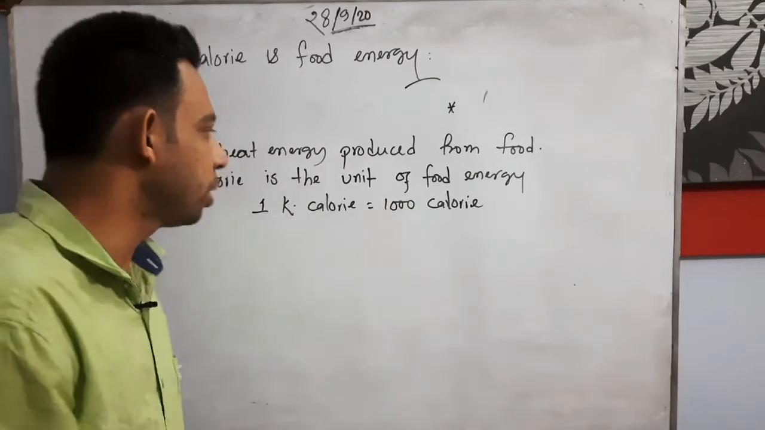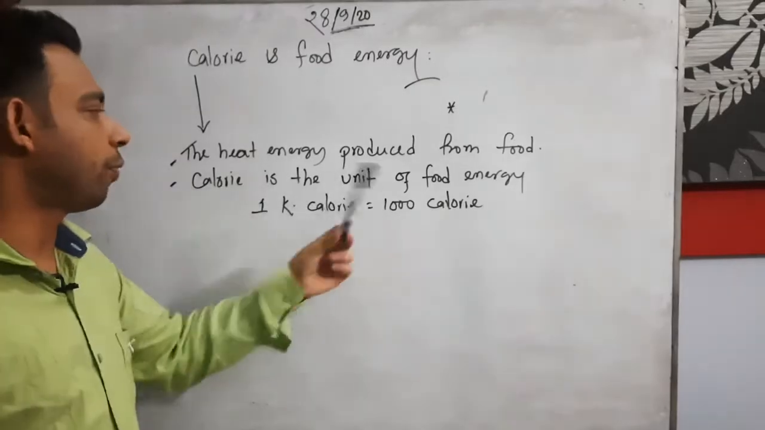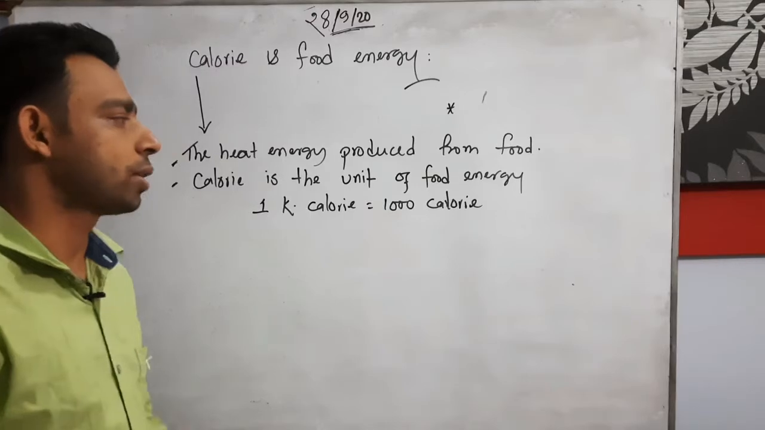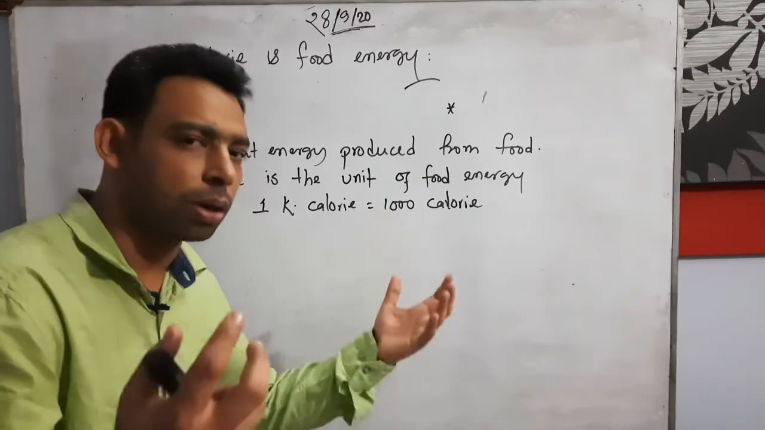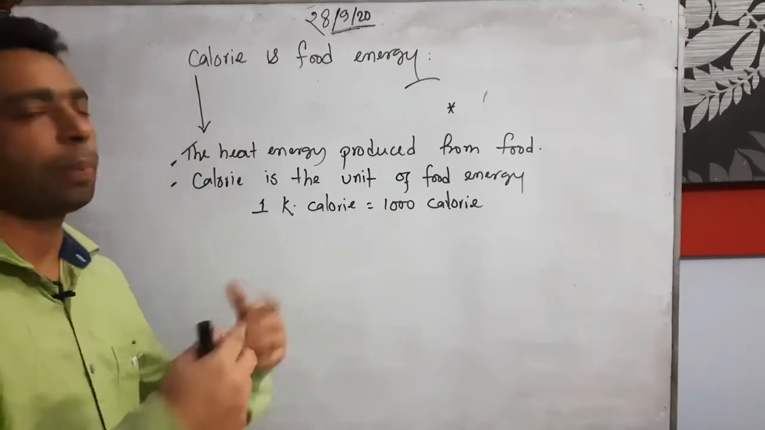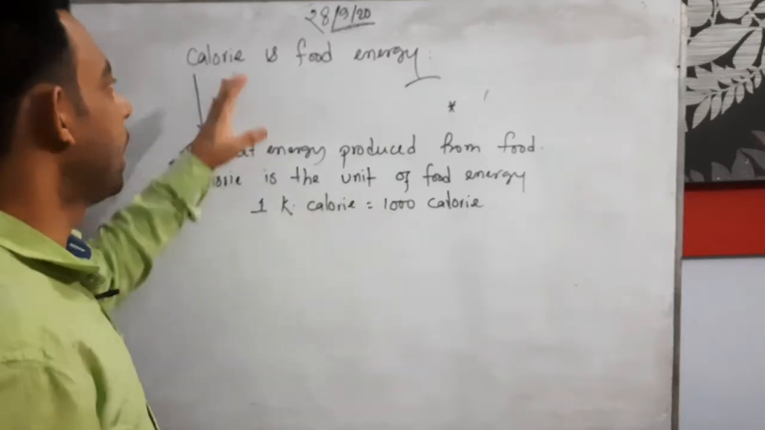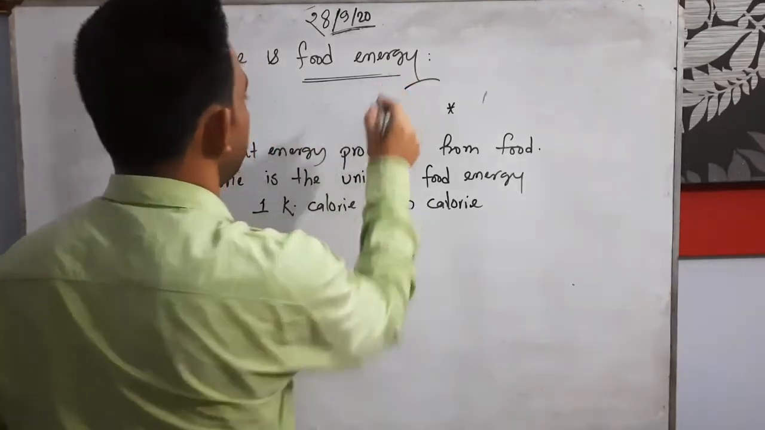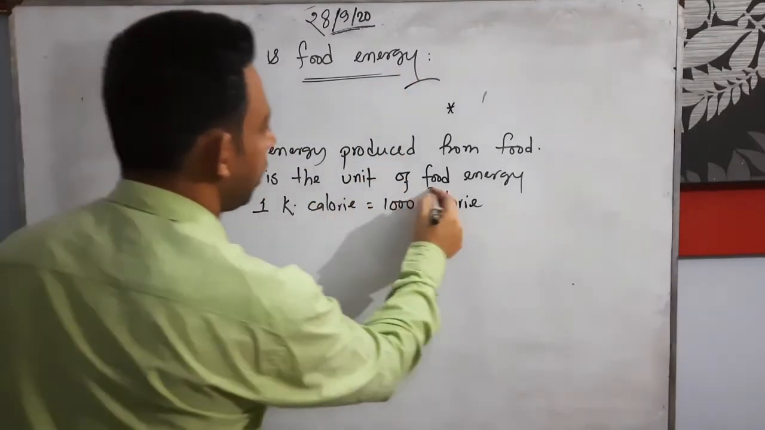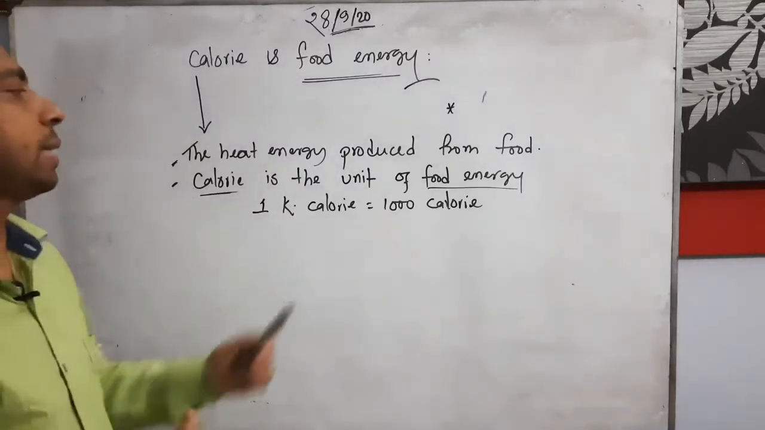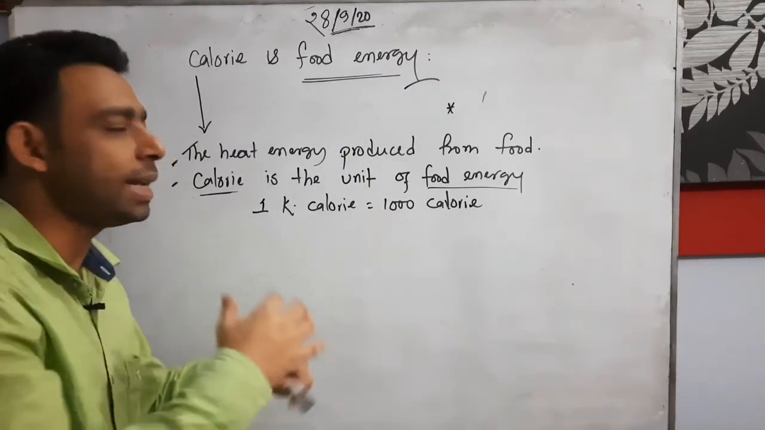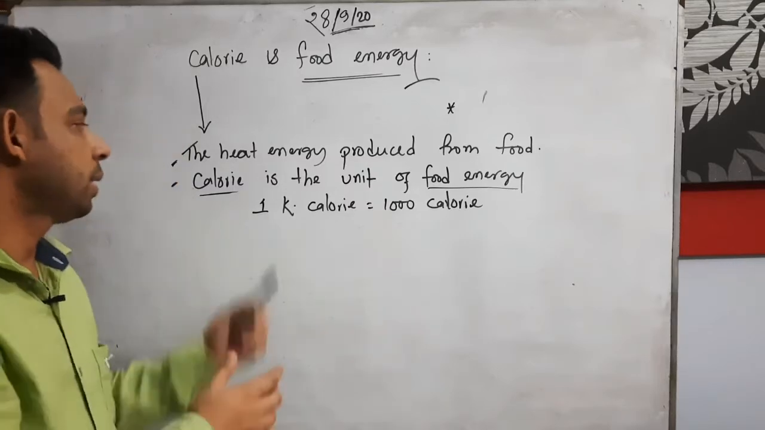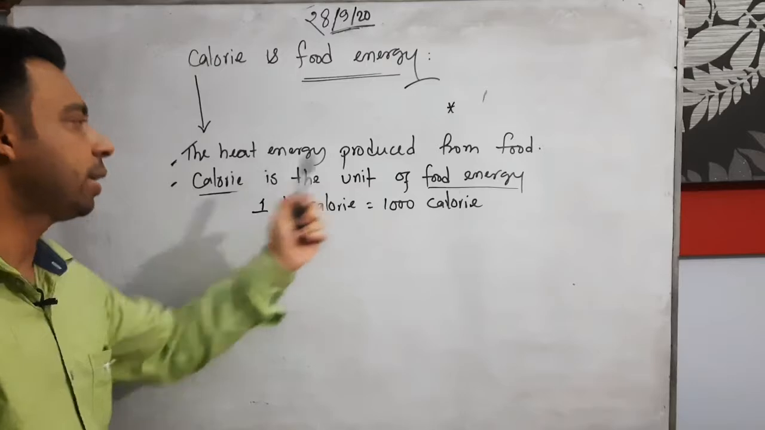I hope you understood this one. So it is the unit of food energy, and 1 kilocalorie is counted as 1000 calorie, like 1 kilogram is 1000 gram. In one line, I have written here: calorie is the unit of food energy. What is the meaning of that? Here the calorie is the unit, and here is the food energy.